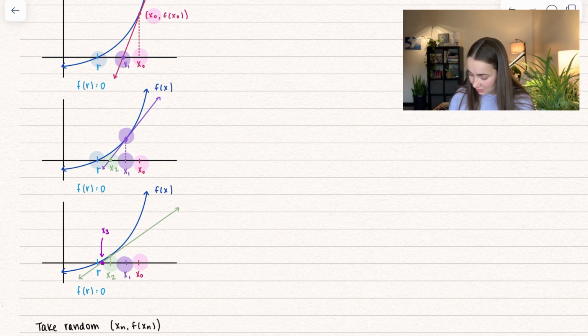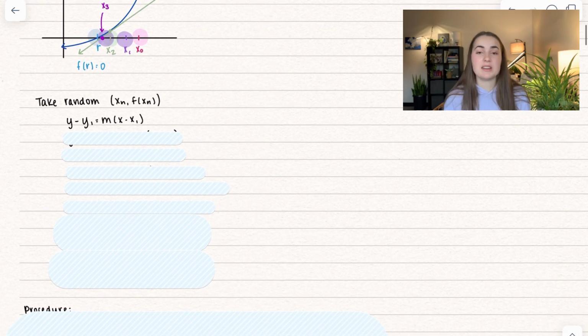So we can see here the tangent line, and we can see it's really close. It gets really, really close to r, right? So that is what this process is doing. It is taking the tangent lines each time, so that way it gets closer and closer to the root of our function.